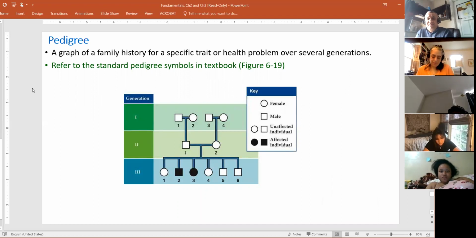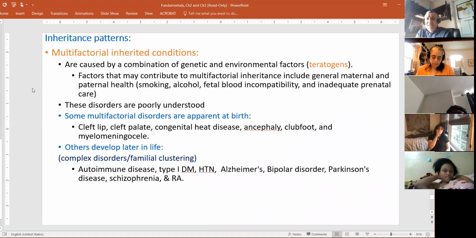Pedigree, I think you covered this in 235, right? Physical assessment, yes, no? Pedigree, and the symbols for pedigree, how to read it, and it has to cover 3 generations to be meaningful and done correctly.